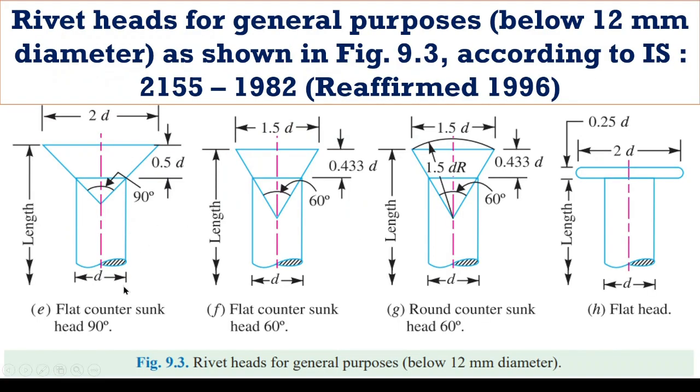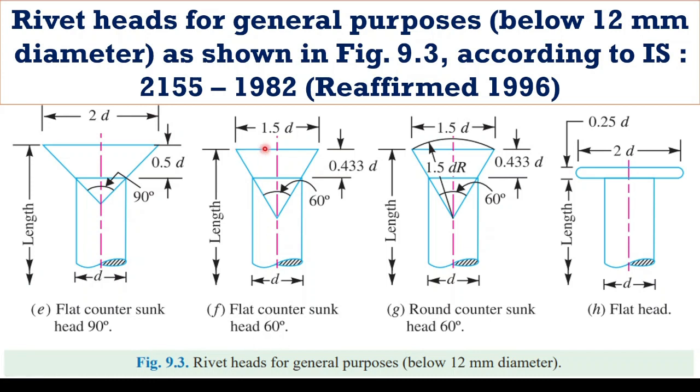Here we get a number of rivet heads. For example, in this first case, the head has some angle. It's connected to the body at some angle. If the angle between the two lines is 90 degrees, we call this flat countersunk head 90 degree. The word flat shows this surface. There's no round surface, so it's flat and the angle is 90 degrees. If the angle between the two is 60 degrees, then we call it flat countersunk head of 60 degrees.